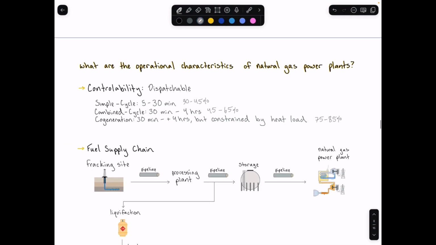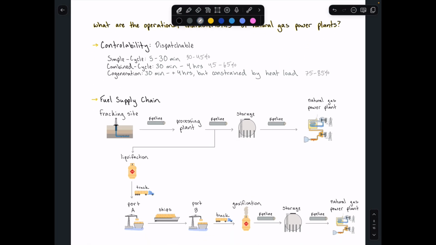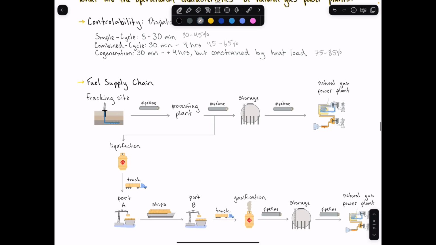Okay, now for the fuel supply chain. The fuel supply chain is a bit complicated for natural gas systems. So we start with the fracking site here. And from the fracking site, it is typically transported by a pipeline to a processing plant, which takes out some of the pollutants, such as hydrogen sulfide, that is usually in that raw natural gas that is extracted at the fracking site.